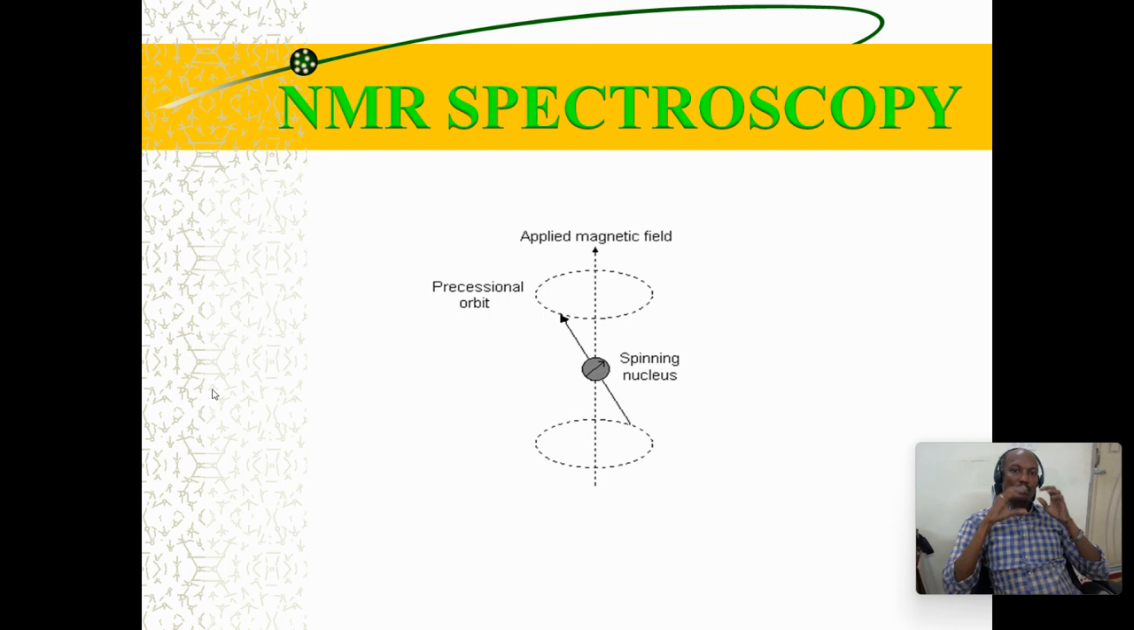Next you see this one. The nucleus undergoes spinning. How the nucleus undergoes spinning in this case is with a precessional orbit. By applying the magnetic field, it undergoes spinning with a precessional orbit.